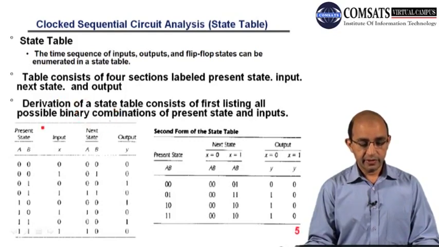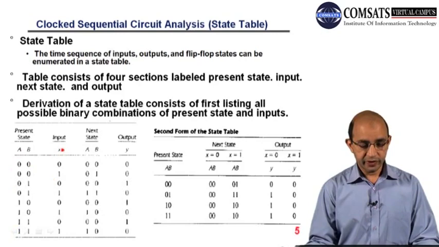Here, if we join the present state with the input, you can see very familiar possible combinations. Starting from 0, 0, 0, then 0, 0, 1, and 0, 1, 0, and so on and so forth till we have 1, 1, 1 in the last row. So this is 0, 1, 2, 3, 4, 5, 6, and 7. Starting from 0 till 7, these are the possible combinations.